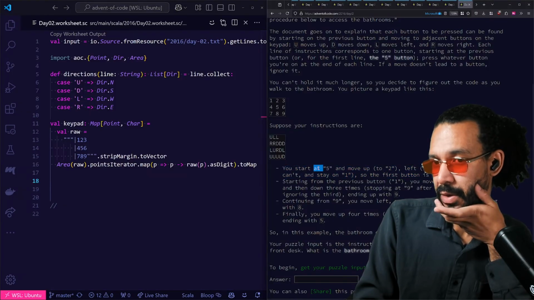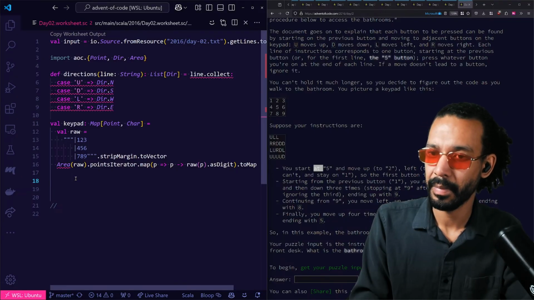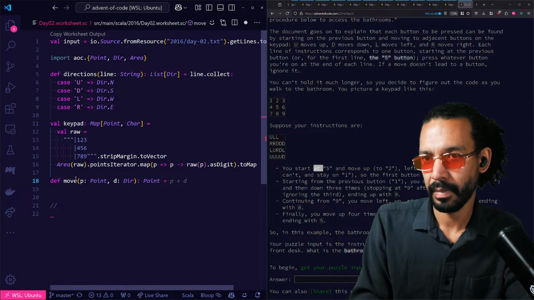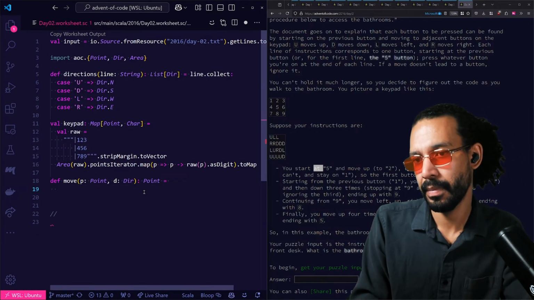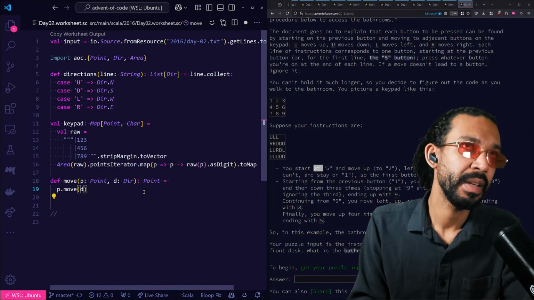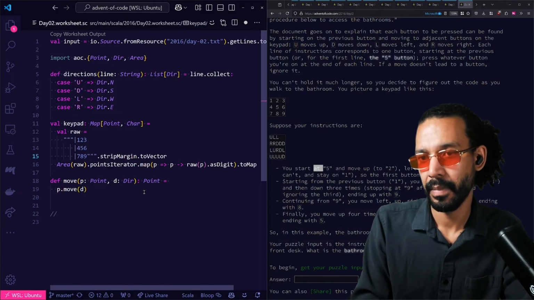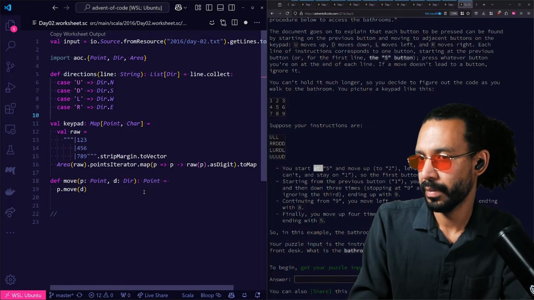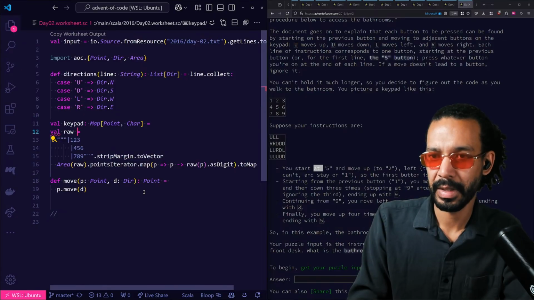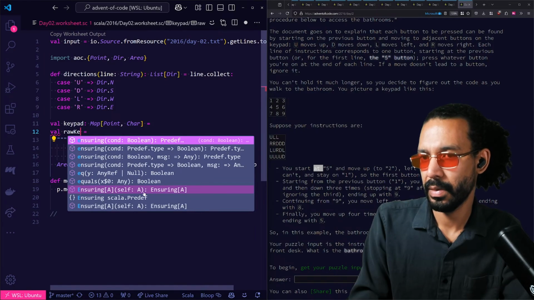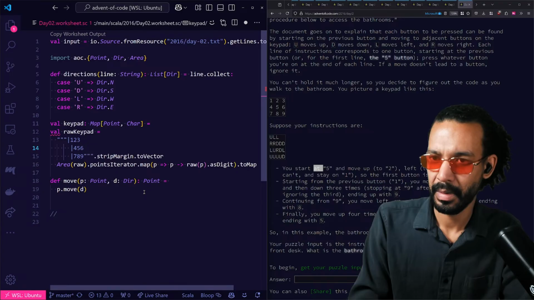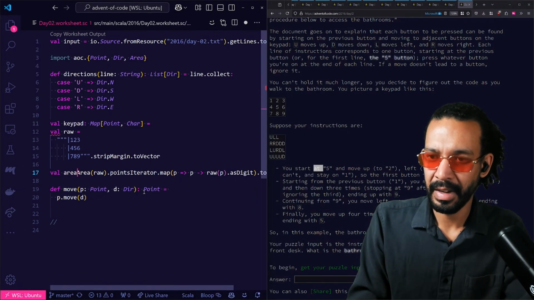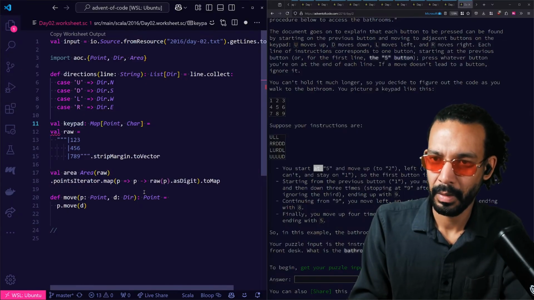So the movement rule is special here, so we should just write that down and code it. F move point in a direction, and then we have a new point. Okay, so p dot move in that direction, and if it's in bounds, I think we want our area. So let's do this. We'll call this the raw keypad. Just call it raw. Val area equals area raw, and then keypad will be defined here.